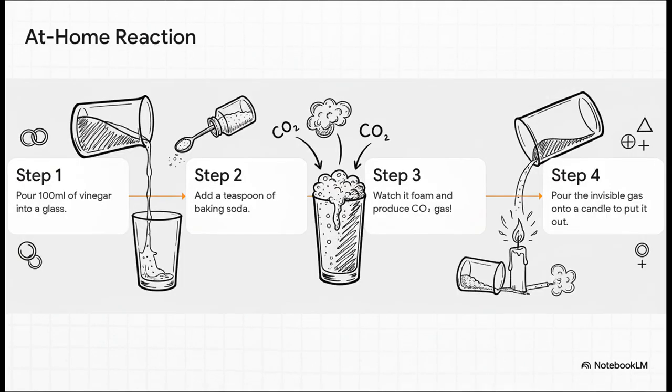Okay, want to see a reaction up close? Here's a super simple one you can try at home, with an adult helping, of course. First, just mix some vinegar and baking soda. You'll see it fizz and foam like crazy. That's the reaction creating carbon dioxide gas.